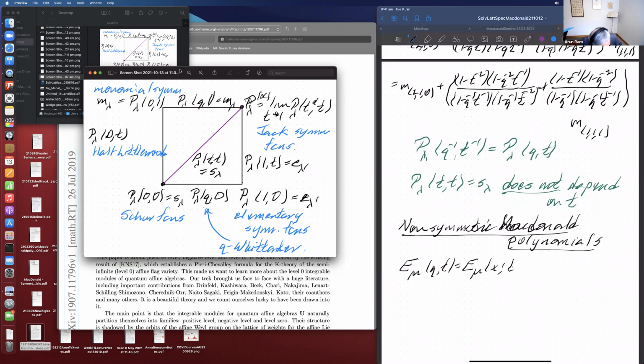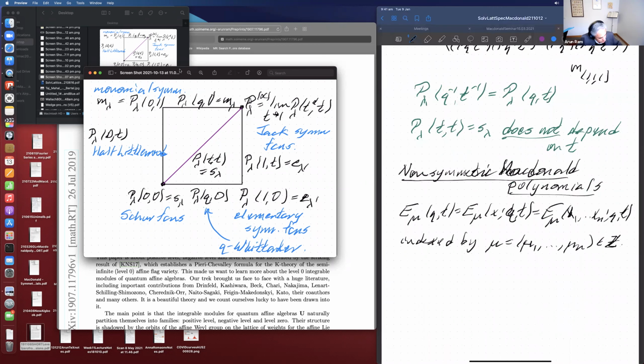So we'll call this X(q,t), again with n variables, x1 up to xn, q and t. But now they're indexed by compositions, or more generally, you take any n-tuple of integers. So that's the full weight lattice of GL_n, not just the dominant weights, and you get a non-symmetric Macdonald polynomial.